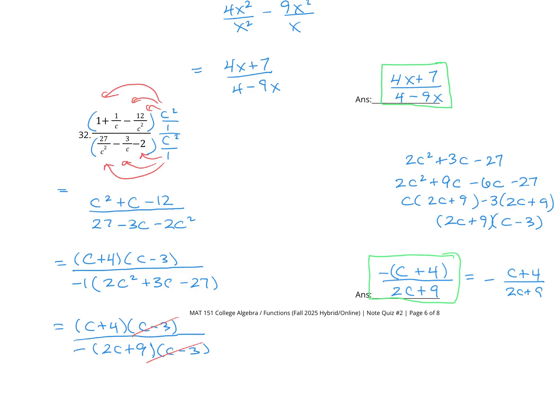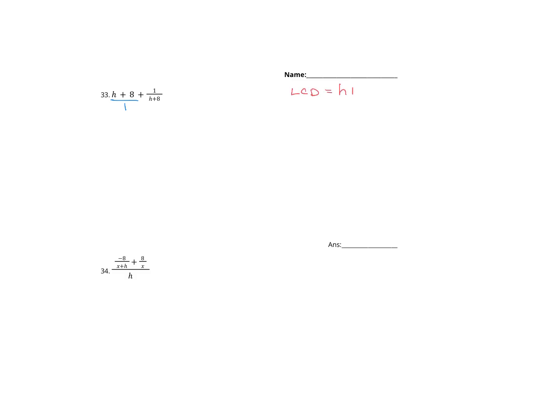All right, so let's move on to our next page, which will have a few more of these rational expressions. Our first one, it'll be just adding together some kind of whole number quantities of fractions. Easiest thing to do is put that first term, h plus 8, over 1. And now our LCD for this problem is just h plus 8. So we're going to multiply the top and bottom by h plus 8.